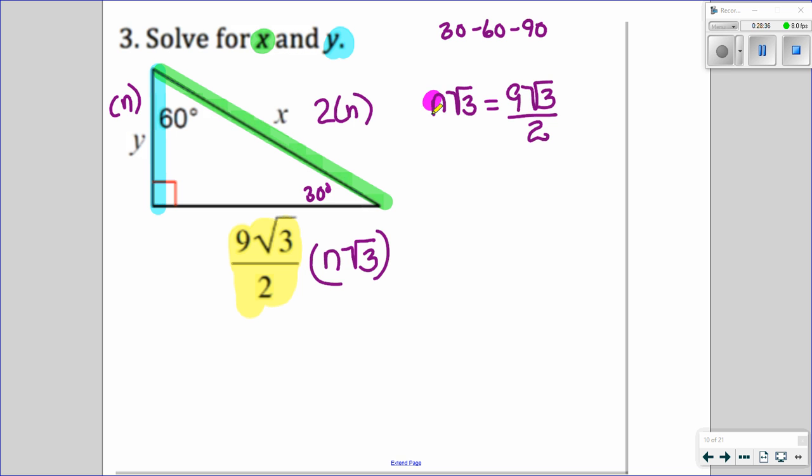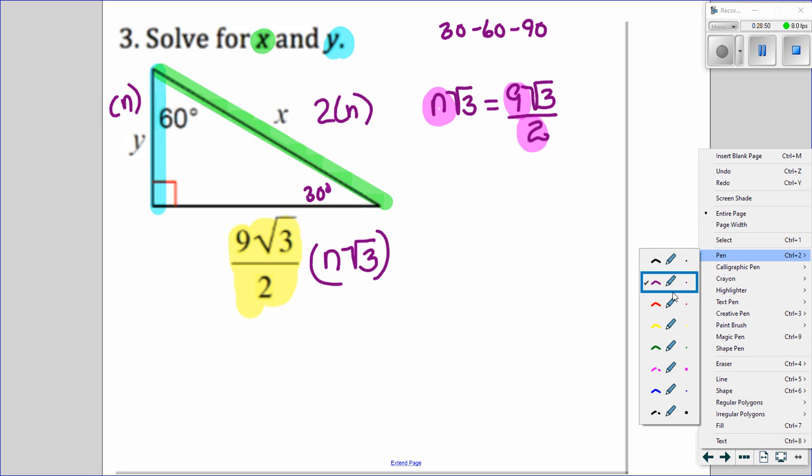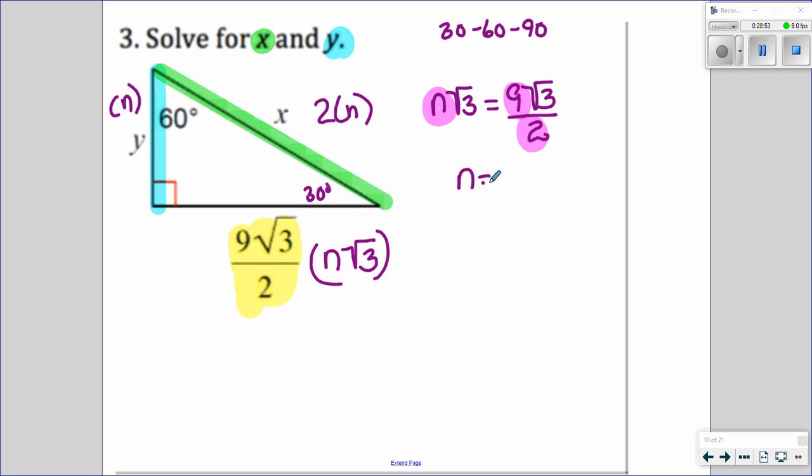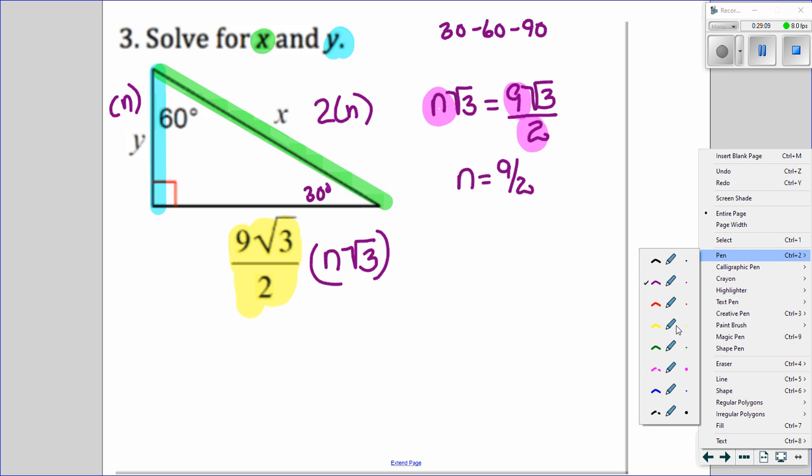All right, so you see where this n is? And we have that root 3. Let's look at this. This is root 3. Look what's in front of it. The 9 over 2. So that is what our n is equal to. So anytime you see that root 3 underneath, you have to look at the number in front of that radical sign. That will tell you what n is. So that n is equal to 9 over 2. Now we can start plugging in and finding our other sides.